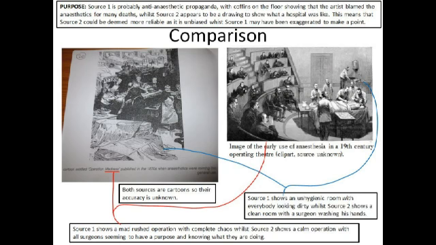Whereas source 2 appears to be a drawing to show what a hospital was actually like, and rather than trying to portray a message, it looks like it's just trying to show what a hospital was like. So it could be deemed more reliable because it's unbiased, whereas source 1 may have been exaggerated to make a point. But obviously we're not entirely sure what the purpose of source 2 was, mainly because I found it on the internet. I don't even know if what it says is right, but we don't know what it was, so we can't make a clear judgment on that.